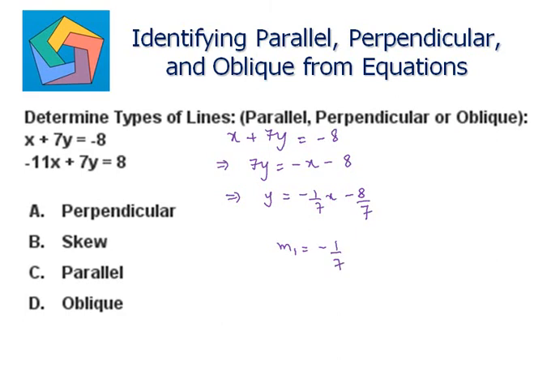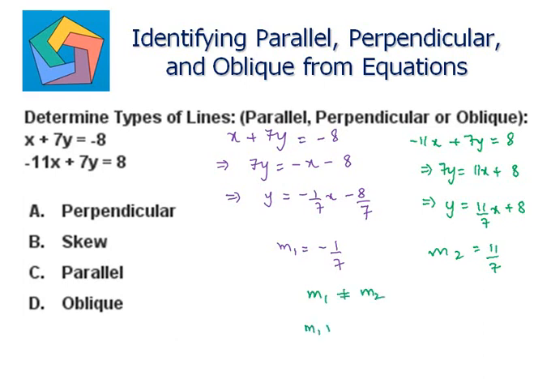Now let's see line 2. Minus 11x plus 7y is equal to 8. This implies 7y is equal to 11x plus 8, adding 11x both sides. Now dividing by 7, y is equal to 11 by 7 x plus 8 by 7. So m2 becomes 11 by 7. Now m1 is not equal to m2.